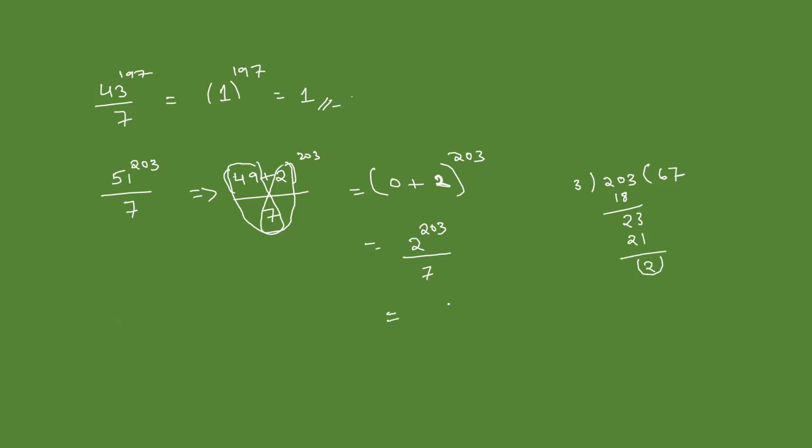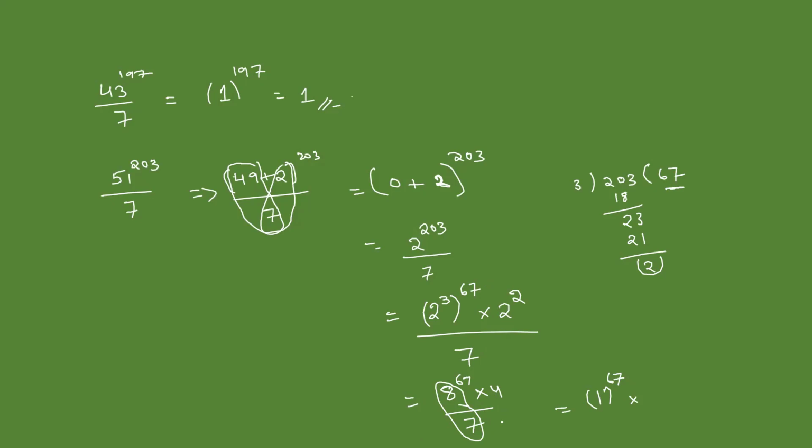Now what happens to our power? 2 cube whole to the power of 67 into 2 power 2, the remaining value, by 7. So now this is 8 power 67 into 4 by 7. 8 by 7, what is the remainder we will get? 1. And the power we have here is 67. Good. Into 4 by 7. 4 by 7, what is the remainder you will get? I will take the positive one only, no problem. I don't want to make it complicated. So 1 power 67 is 1, and into 4 is 4. So our final answer becomes 4.